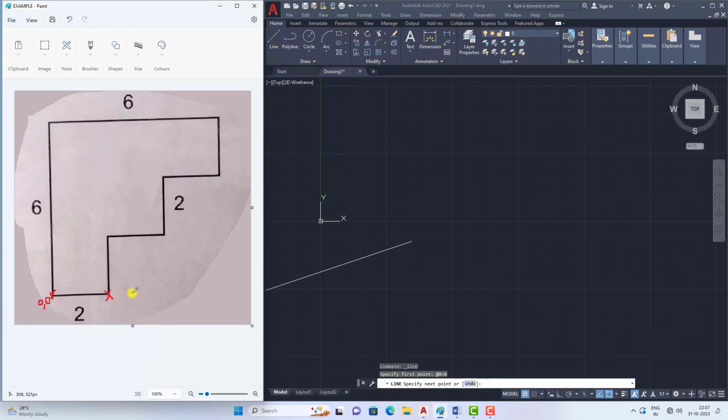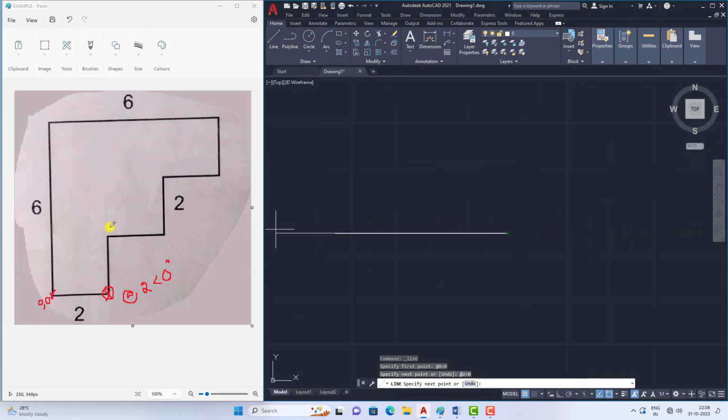So now what should I do? To come here, what should I use? I need to move the distance 2, and I need to use the less than symbol, and the angle is 0 degree. So this is the syntax we need to use to come to this point. So @2<0 and press enter. See, the point is here.